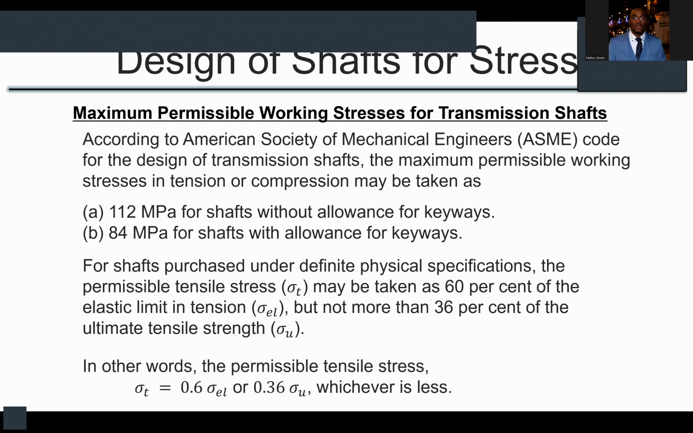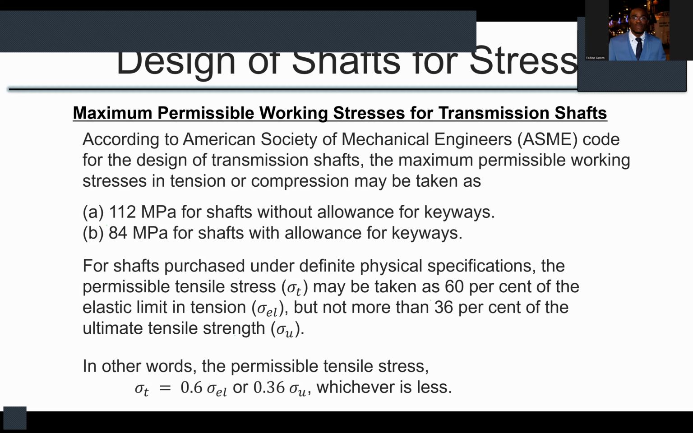The maximum permissible working, as this shaft is working, the stresses that are permitted may be taken as either 112 megapascals for shafts that do not have allowance for keyways. So you are coupling that shaft to its gears in a different way, not using keys. Because what keys do is keys chop out a portion of your shaft. And once you do that, you weaken the shaft. You weaken the shaft.